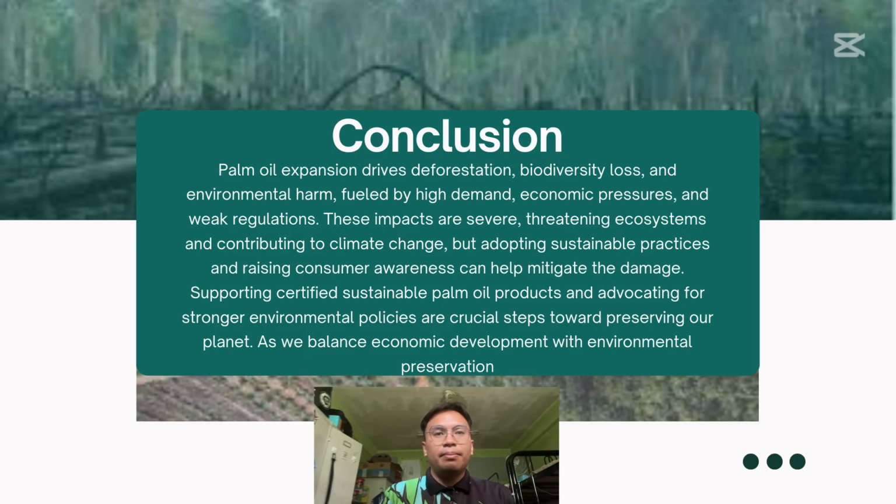In summary, palm oil expansion drives deforestation, biodiversity loss, and environmental harm. Fueled by high demand, economic pressure, and weak regulation, these impacts are very severe, threatening ecosystems and contributing to climate change. But adopting sustainable practices and raising consumer awareness can help mitigate the damage.